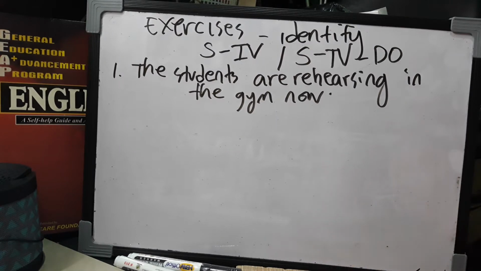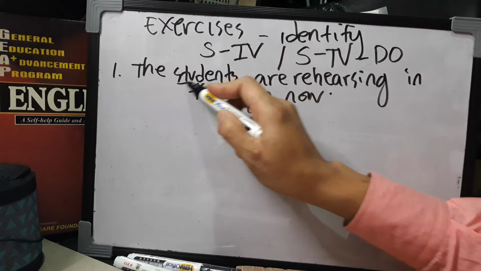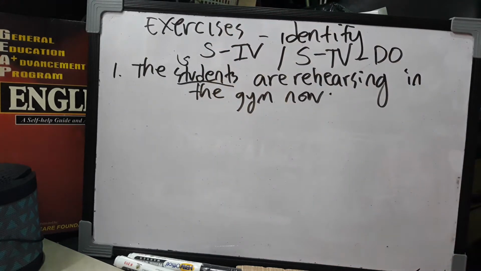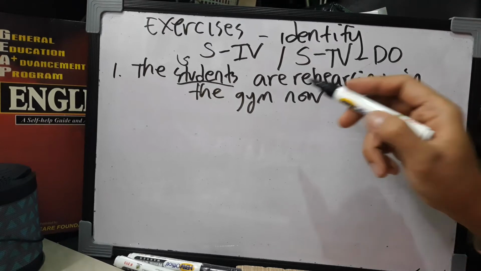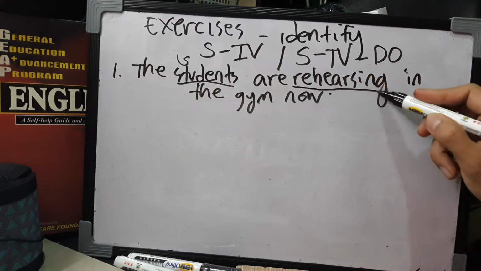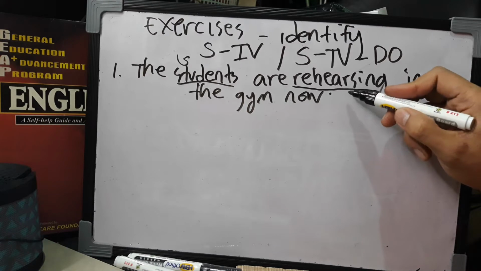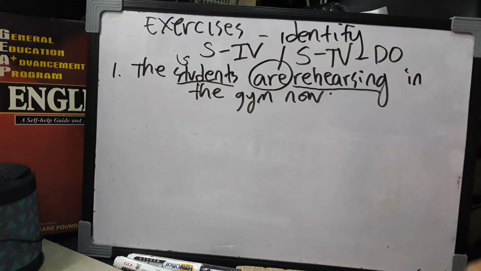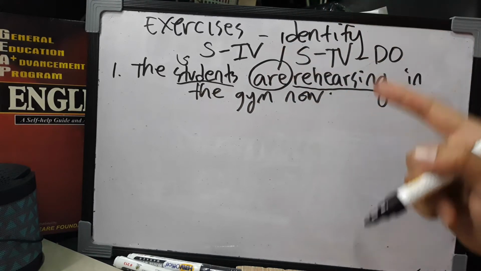So guys, what's the subject? Of course, students is the subject. What is the main verb, guys? Anybody? Your main verb here is rehearsing, right? So this is actually your main verb. Again, what is the function of are in this sentence? Is it a linking verb or helping verb? Of course, it's a helping verb because it's followed by a main verb, which is your rehearsing.